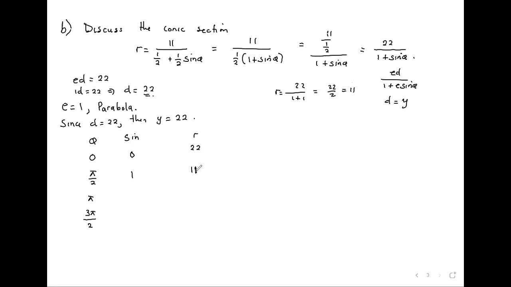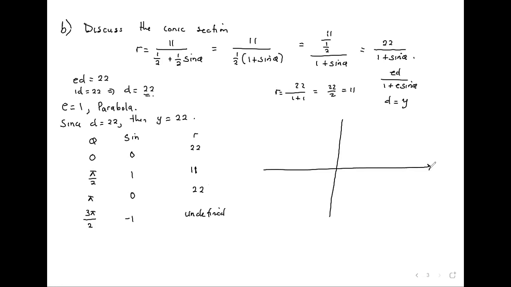And then sine 180, another 0, so we have 22. And then sine 270, and that's -1. So it's undefined. So this guy is undefined. Okay, so because it's undefined, we can now sketch.